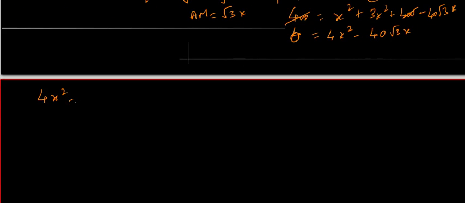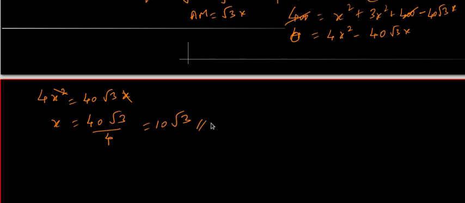So 4x square equal to 40 root 3 x. One x will get cancelled, so x is equal to 40 root 3 divided by 4, which becomes 10 root 3. So the value of x is 10 root 3. That means the length of the string is 10 root 3.